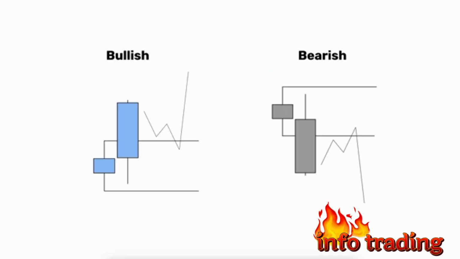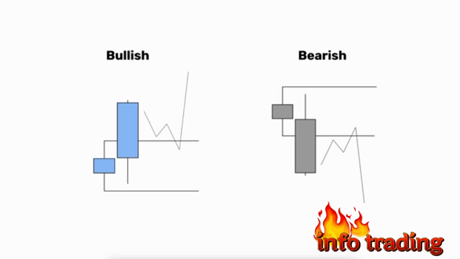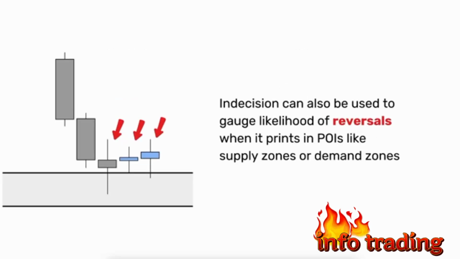So for example, if we have an indecision candle, which shows no control by either party, and then the market breaks out of that range, we can use the pullback to buy or sell in line with whichever direction has taken control, whether that's buying or selling. And also one of its primary use cases is to gauge the likelihood of reversals when it prints in points of interest like supply zones or demand zones.